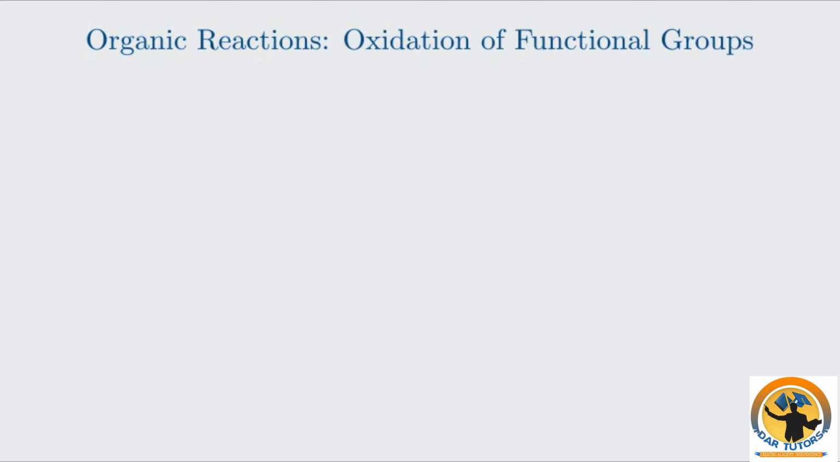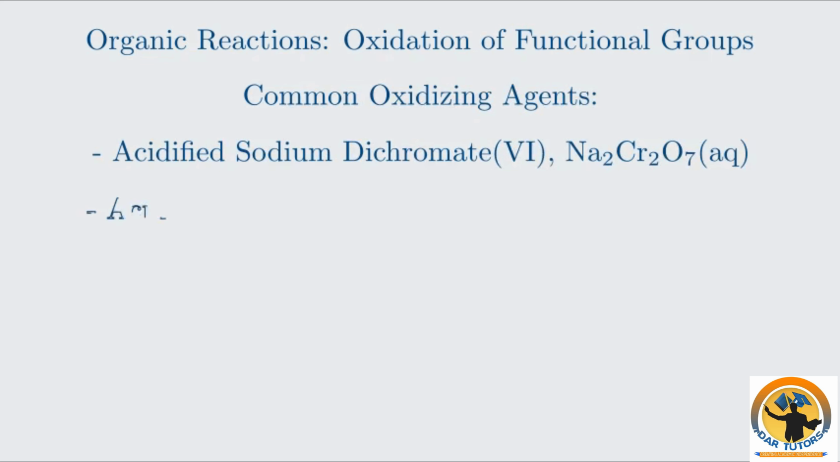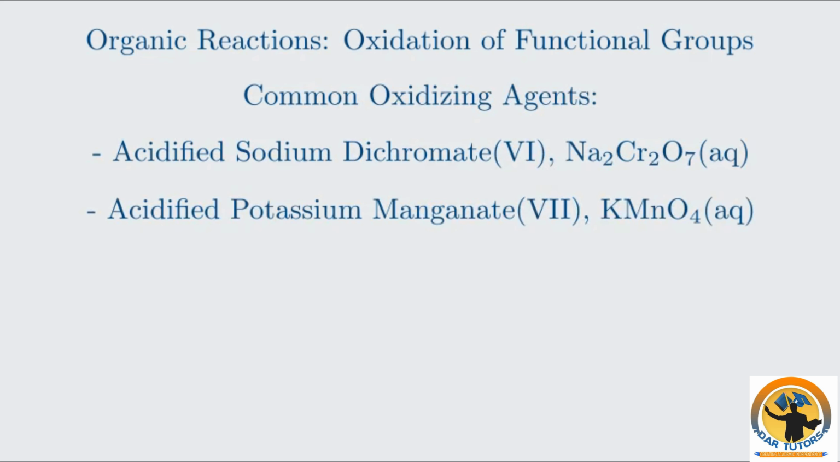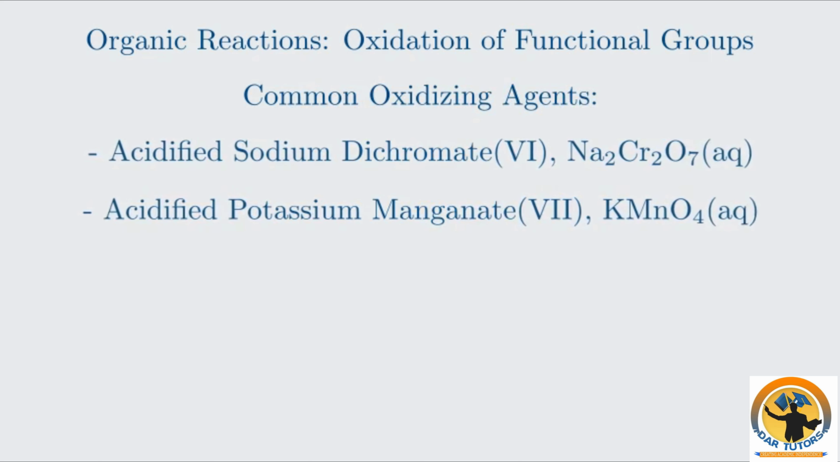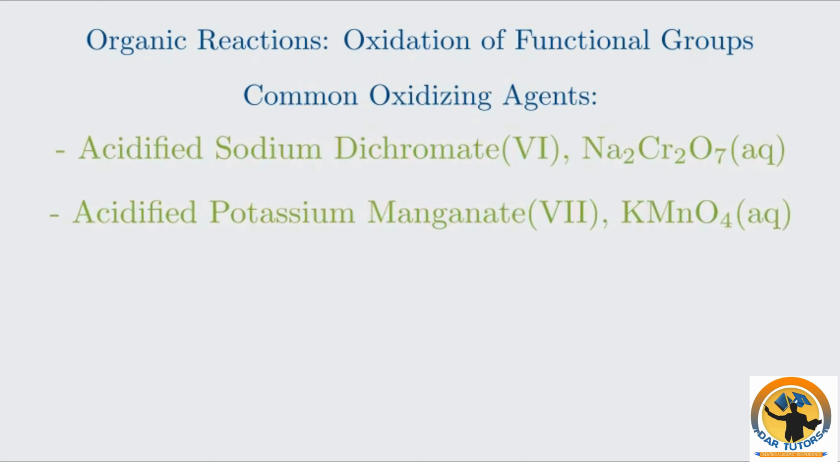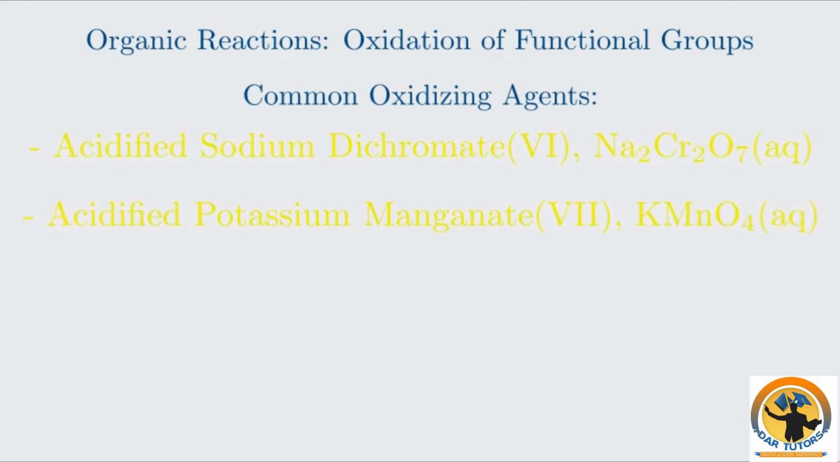We now move to a fundamental concept in organic chemistry, the oxidation of functional groups. The chemical characteristics of organic molecules are determined by their functional groups. Alcohols and aldehydes, containing hydroxyl and carbonyl groups respectively, are particularly susceptible to oxidation. The classic oxidizing agents for these reactions are sodium dichromate(VI) and potassium manganate(VII), both typically used in acidic conditions. These agents are transition metal compounds, and their color change is often a visual indicator of the reaction's progress.